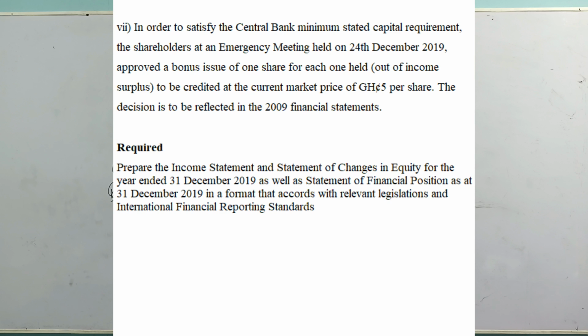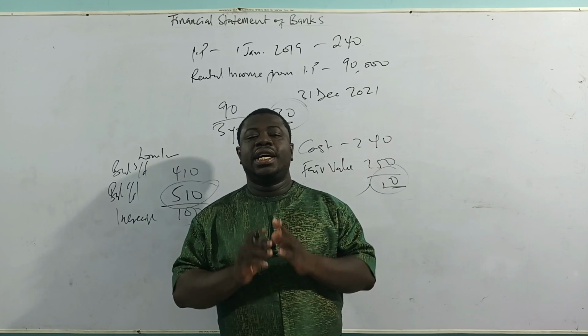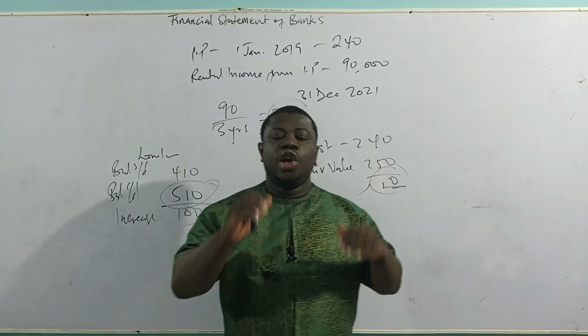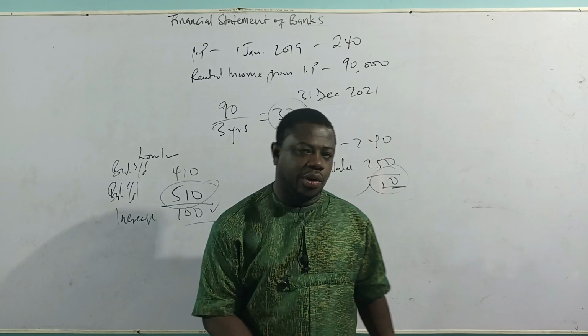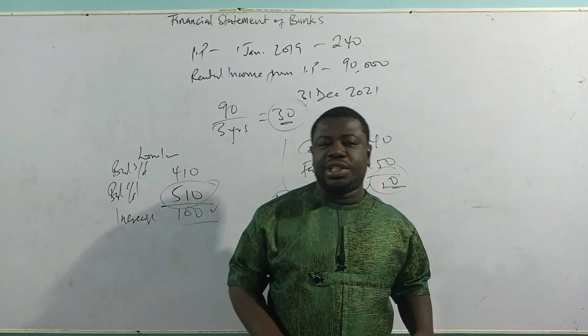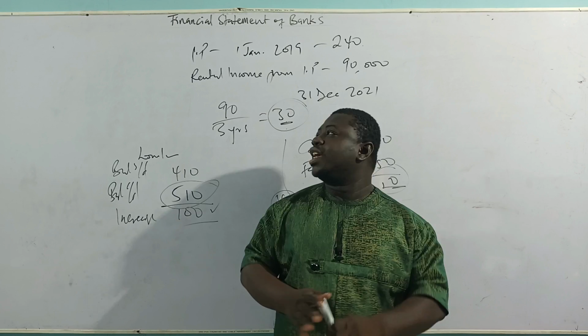Required: Prepare the income statement and statement of changes in equity for the year ended 31st December 2019, as well as the statement of financial position as at 31st December 2019, in a format that accords with the relevant legislations and the international financial reporting standards. So this is the requirement of the question. We are supposed to prepare the statement of profit or loss. Of course, we prepare the statement of changes in equity, and then we prepare the statement of financial position. Then I will show the notes.